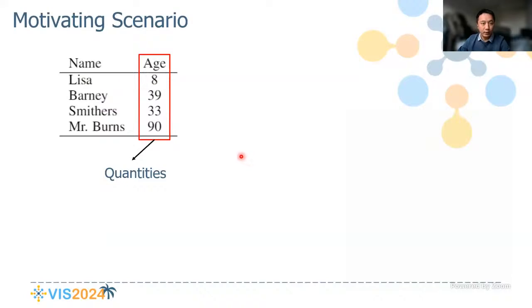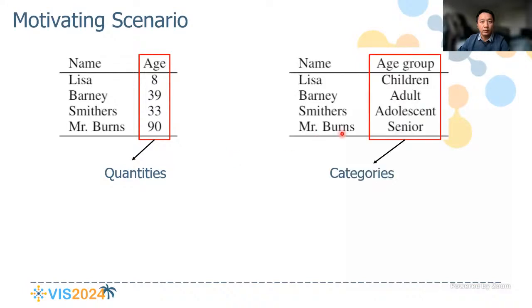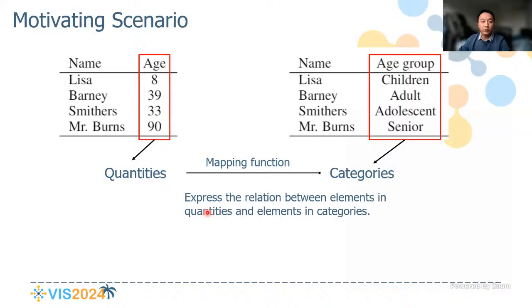Let's go back to the data set here. They have different names, and look at the data age. There are some quantities. And after the categorization, we have the results like age group. They have different labels, children, adults, and so on. They are categories. So from the quantities to categories, there is some mapping function. The mapping function could express the relation between elements in the quantities and the elements in the categories.